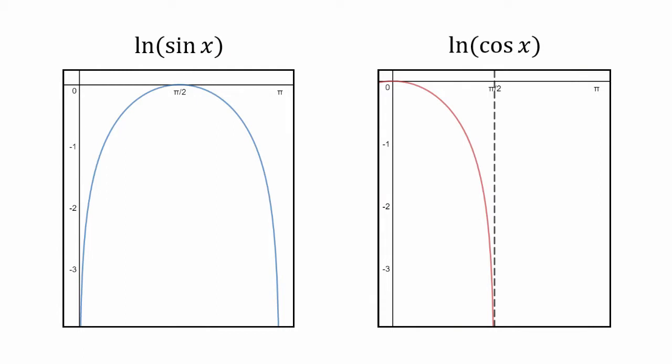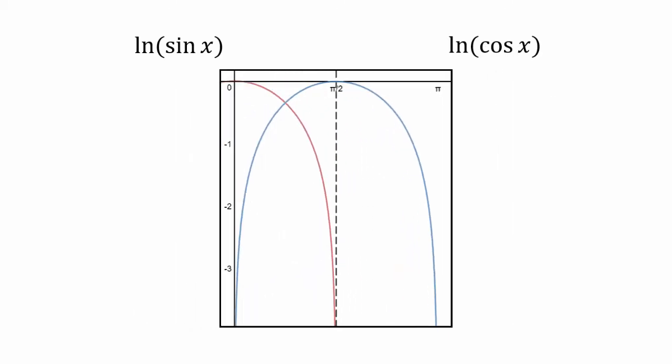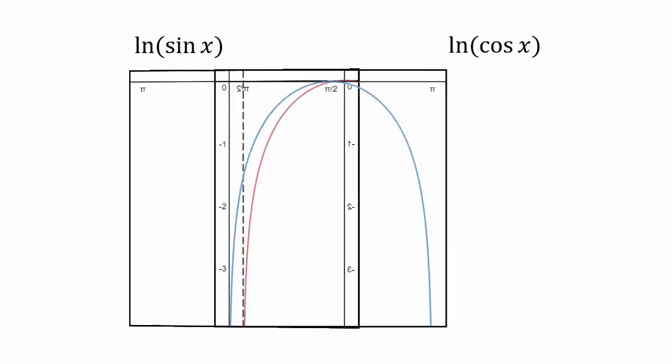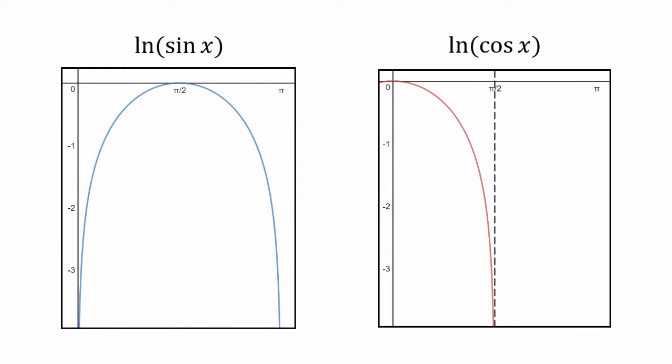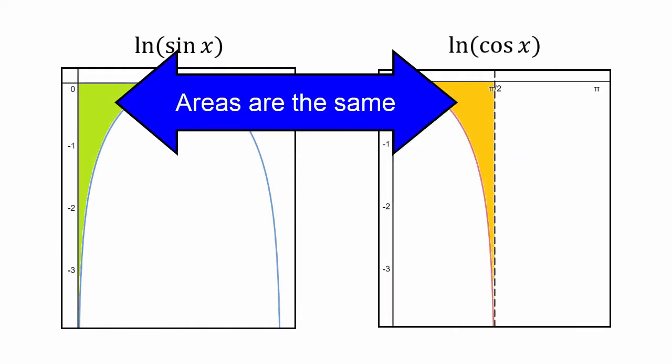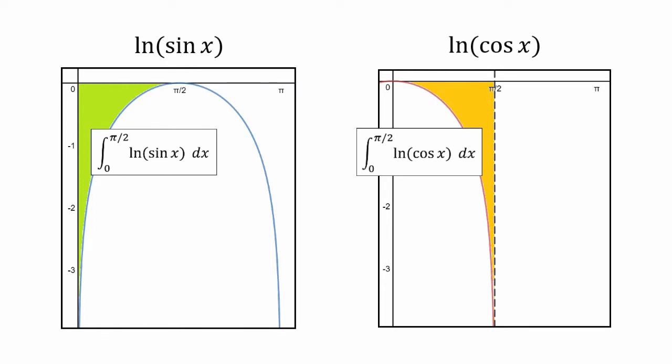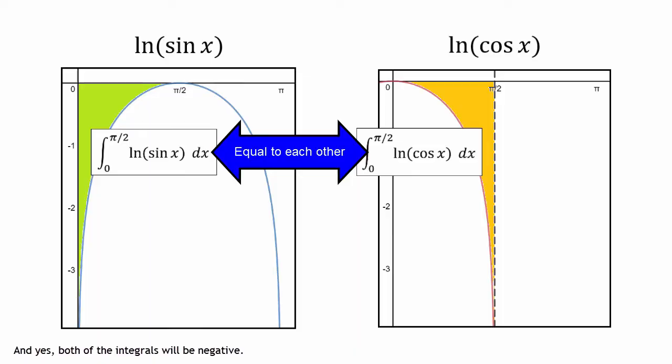As you can see, between 0 and pi over 2, the graphs are pretty much identical, just mirrored images of each other, meaning that the area under this bit and this bit will actually be the same, which means that the two integrals that I've mentioned are going to be the same as each other. Now, how is that even making life easier? Well, let's take a look at how we can solve this integral now that we have this information.